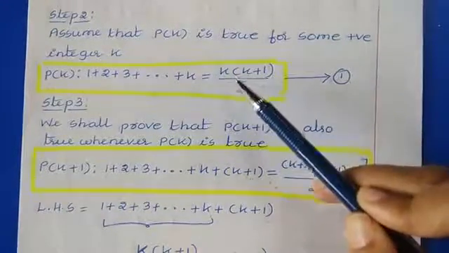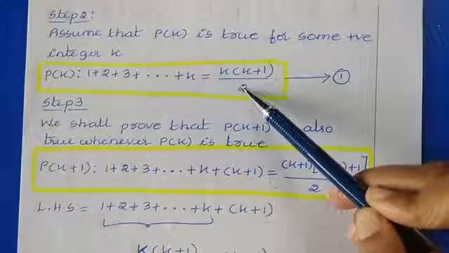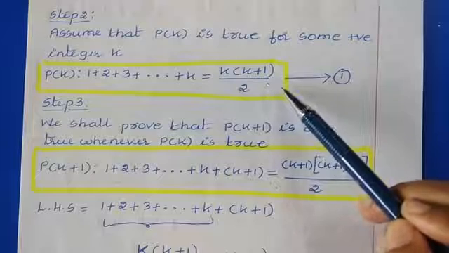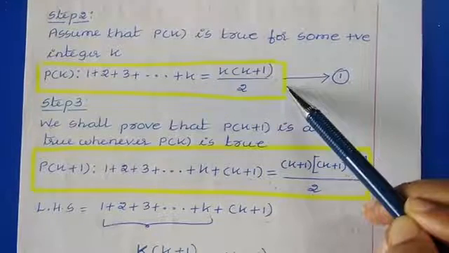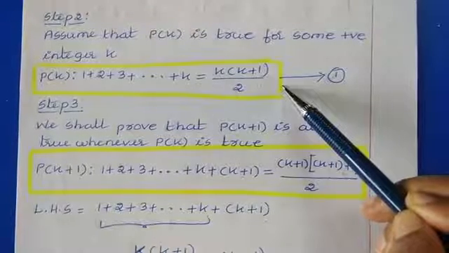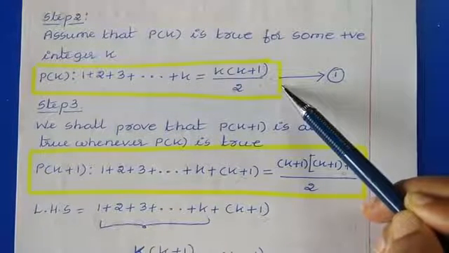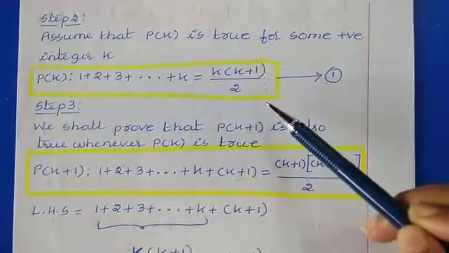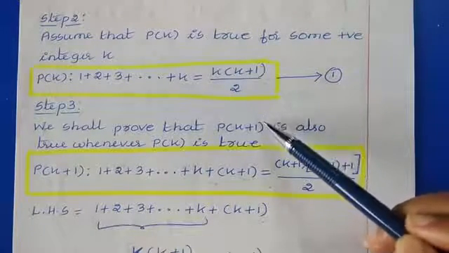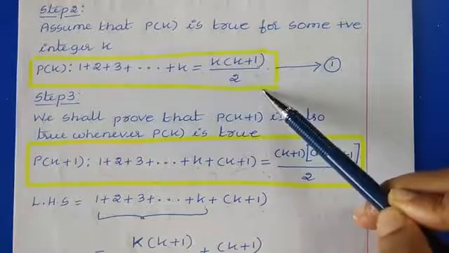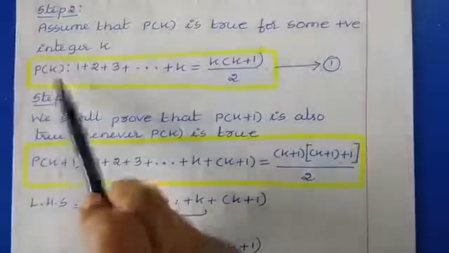See here how you got this one. Wherever you have n, replace that n with k. This is the assumption we have made. Next step is that in the third step, we have to prove that now the given statement is also true for P of k plus 1. So, you write the statement in the form of P of k plus 1. P of k plus 1 means it is the next term, the term after k.